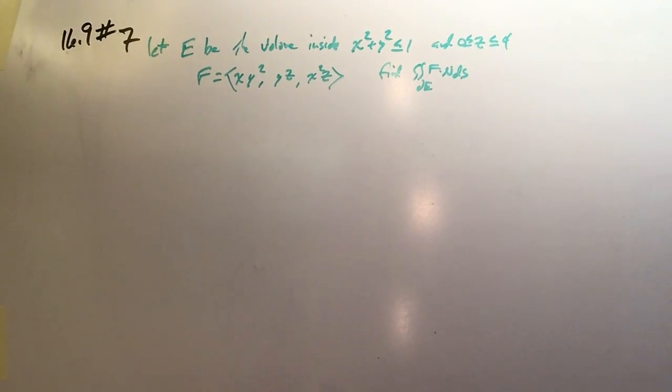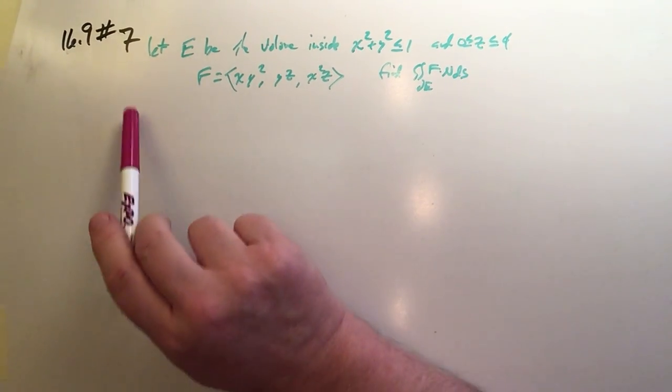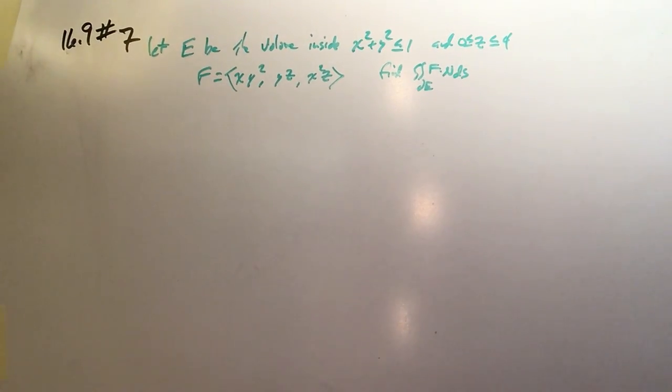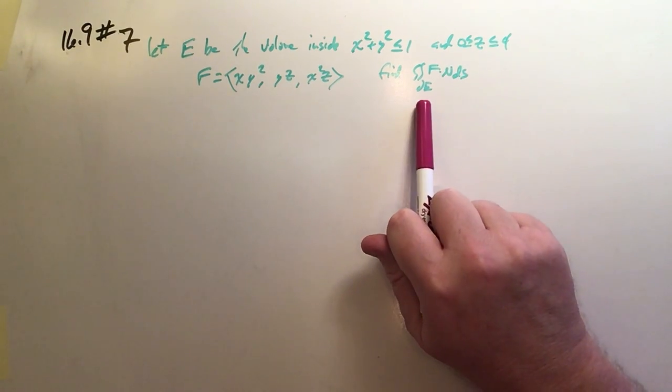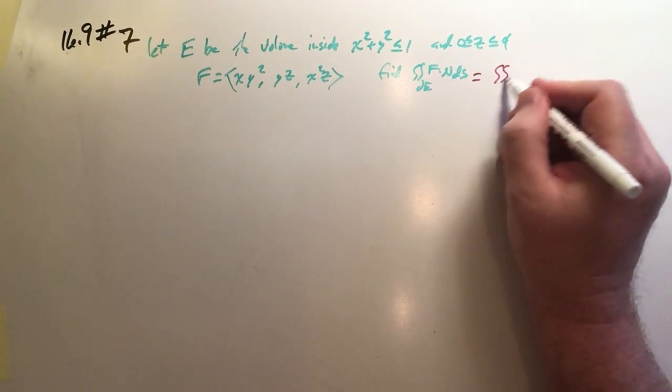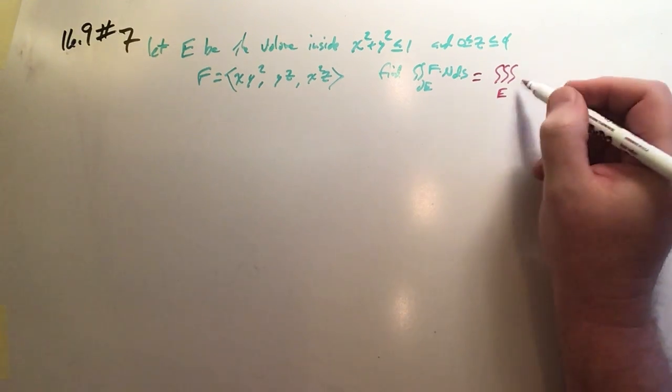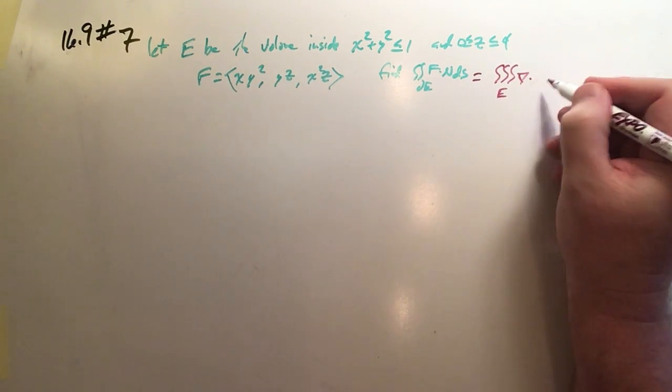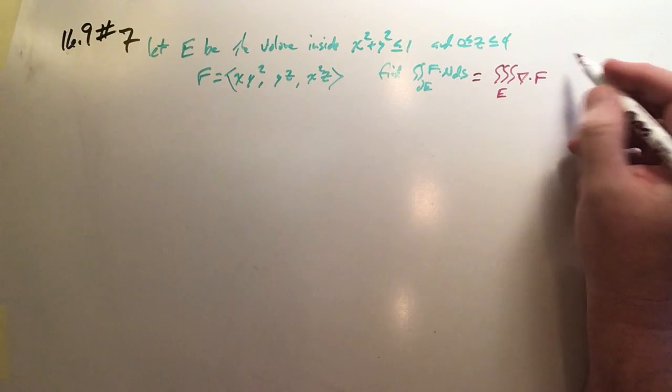This is our last practice problem. This is 16.9, number 7, the last of the divergence theorem questions. And true to form, we are not going to try and perform the flux integral. Instead, we're going to express this as a triple integral over our volume of the divergence of the vector function dV.